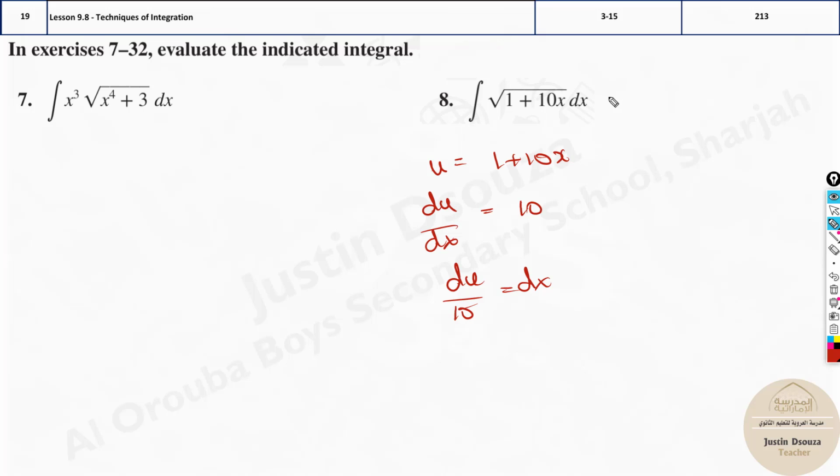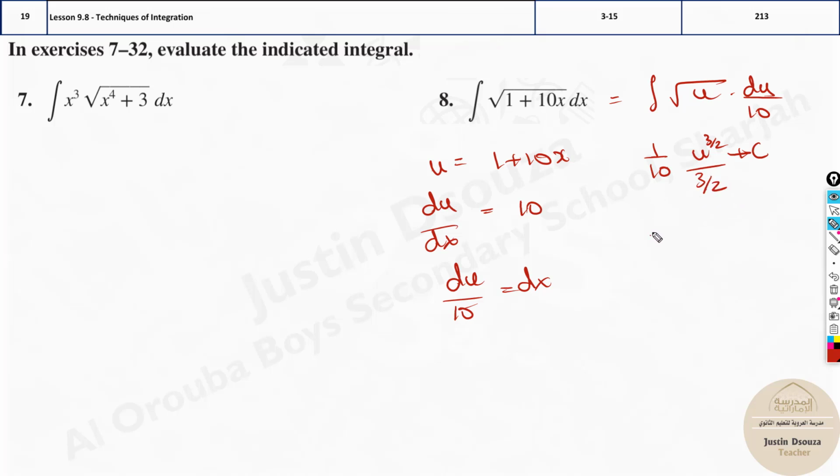So now I'll rearrange this. This becomes integral square root u times du by 10. This 1/10 is outside. And what is the integration of root u? It'll be u to the power 3 by 2 plus c. And over here also divided by 3 by 2.